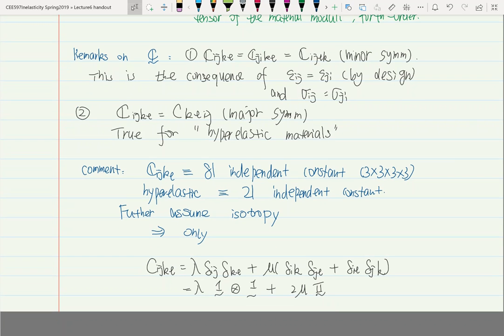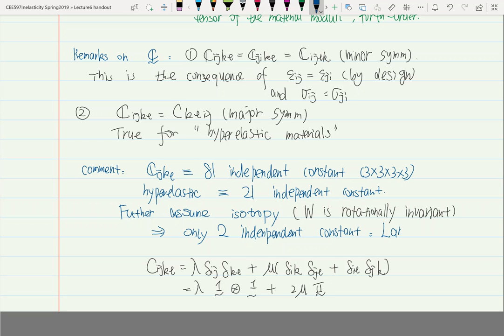And then further, if we assume isotropic, which means the strain energy functional that you use to derive this material moduli, the W, is rotationally invariant. Okay, so this W has nothing to do with the direction that you have. That's why it is isotropic. Then under this assumption, you would only have 2 independent constants, which are the Lamé constants, lambda and mu. Okay?